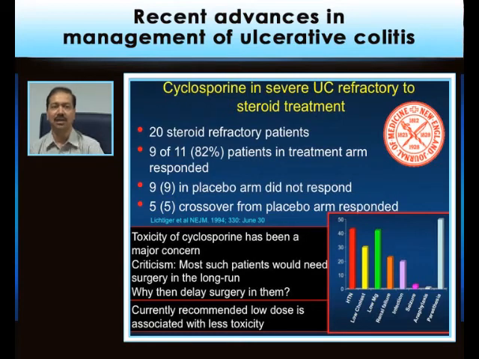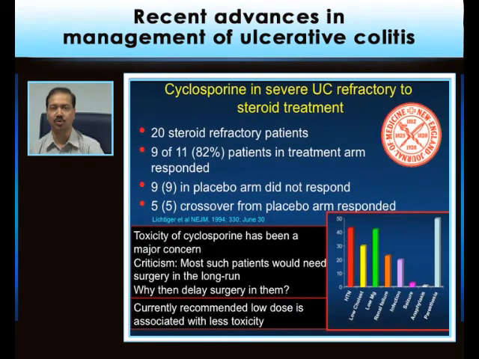Now the currently recommended low dose of cyclosporine is associated with lower toxicity, but efficacy is almost equal. Another thing is that when you give azathioprine to this patient while stopping cyclosporine, most of them don't land up in surgery during the subsequent follow-up.